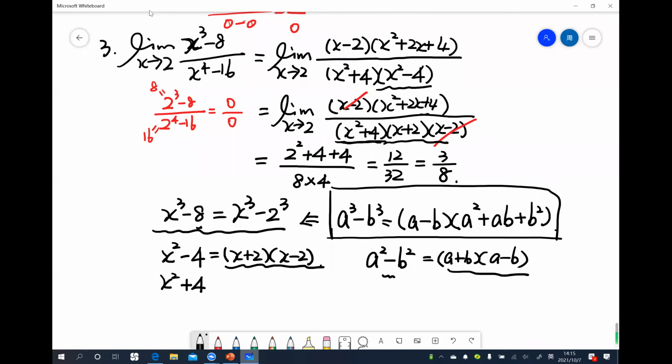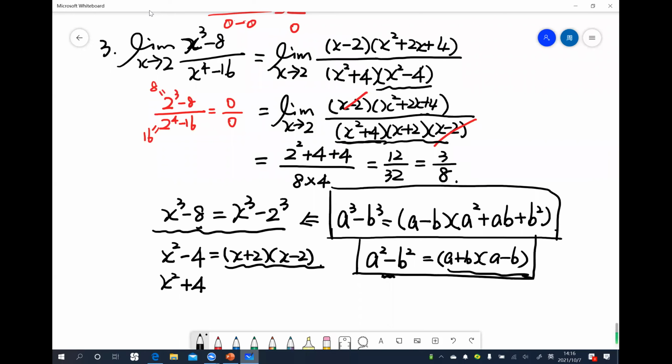Here, the a squared plus b squared has no factorization formula, so it won't work. The sign must be minus. Yes. Okay, got it, Laoshi. Thank you. Any questions for this question? No, Laoshi. Okay, good.